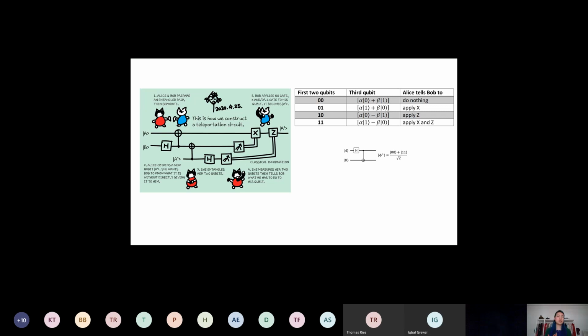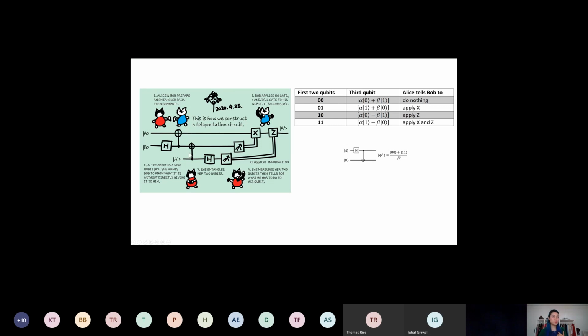This here is a teleportation algorithm. We don't need to walk through this step by step and understand the maths, but I'm just trying to show you that teleportation is a simple circuit you can draw out step by step. What it does is that you can have Alice and Bob prepare an entangled state. So these two gates give you an entanglement. Then Alice obtains a new qubit. She wants Bob to know what it is, but she cannot tell him directly what it is.